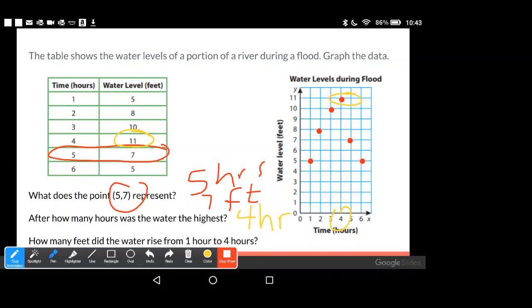And then how many feet did the water rise from 1 hour to 4 hours? So at 1 hour, we're at 5, and 4 hours, we're at 11. So how far did the water rise from there? It rose from 5 to 11. So it rose 6 feet. Okay, so being able to look at these tables and graphs and make sense of them and be able to analyze that and look at the graphs and pick the numbers out, look at the charts, pick the numbers out. It's very important.